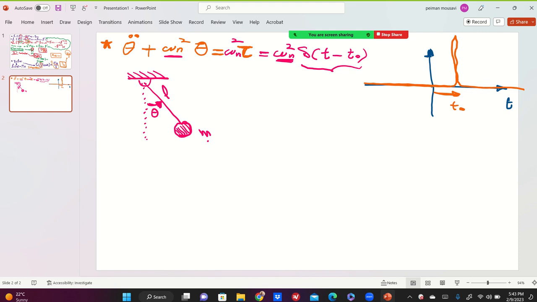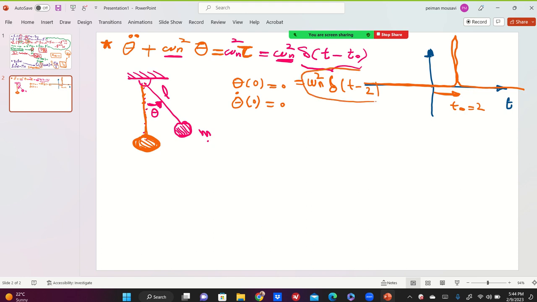And I assume that the initial value of the angle of the pendulum is 0 and the initial angular velocity of the pendulum is 0. It means I'm starting from here. Do you have any problem? At time 0, we are in vertical position with no motion. So to visualize, I'm saying omega n square, and let's say delta is t minus 2. Here t naught is 2 seconds. This is just a ridiculous example. Understand? Why am I saying this part?